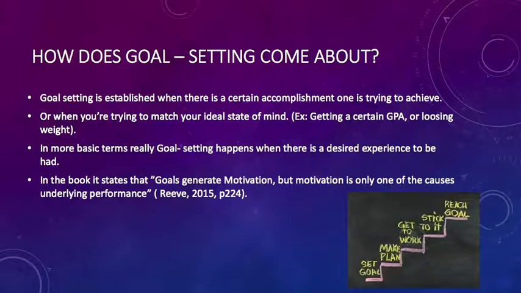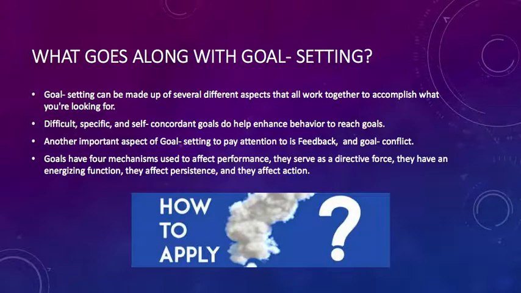In the book, it states that goals generate motivation, but motivation is not the only cause of underlying performance. And this just says that outside factors, such as social factors, along with your natural ability, any training that you've had, or the resources around you, can really help to generate your goals and get you to your goals rather than just motivation. What goes along with goal setting?